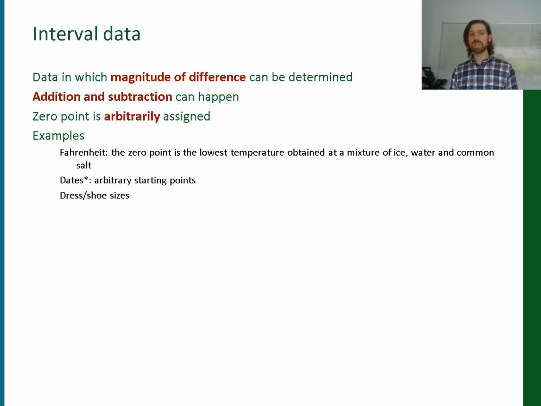Then we have interval data. So this is data where the magnitude of difference can be determined, but maybe the 0 point is arbitrarily assigned. So if you think about temperature, where we define 0 degrees is arbitrarily defined, and therefore there's some influence over how we're able to manipulate that data. So we can add and subtract, fortunately.